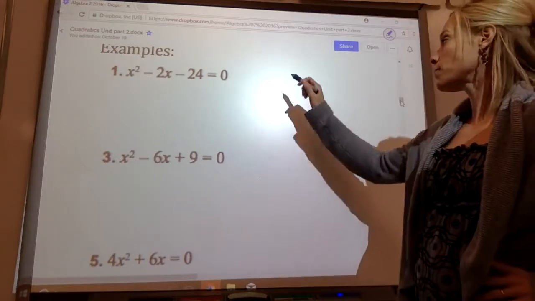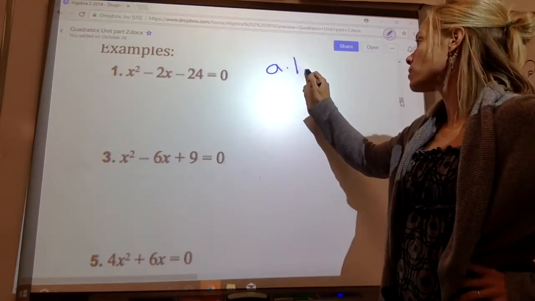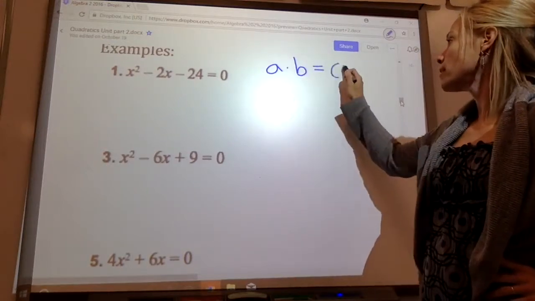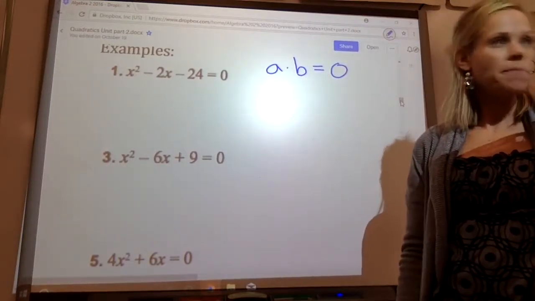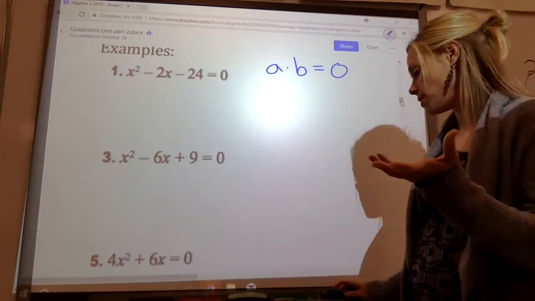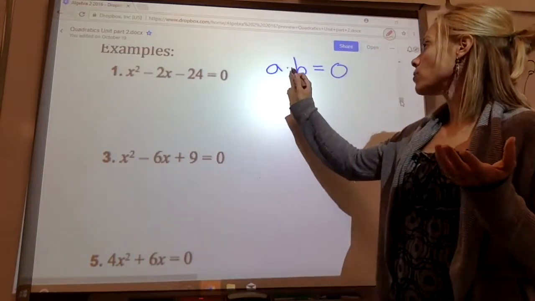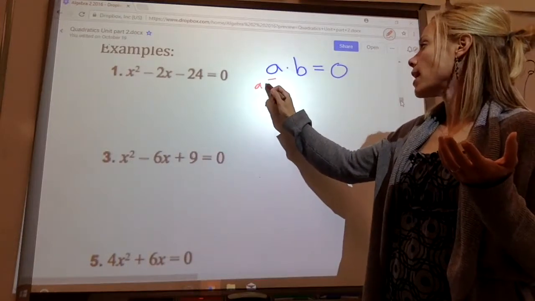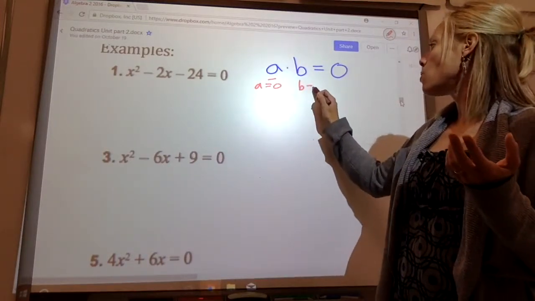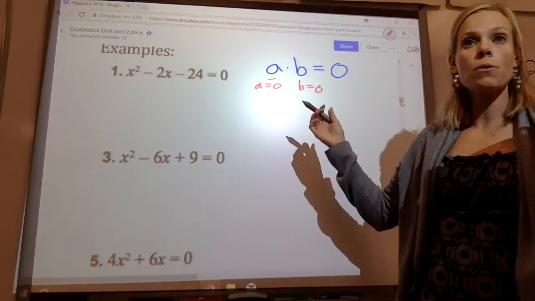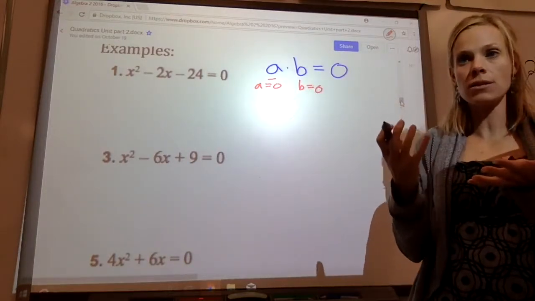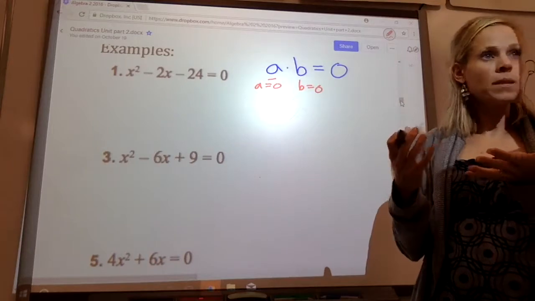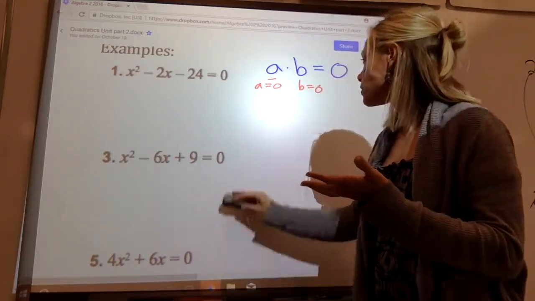The zero product property says if I have two things multiplying and it equals 0, what do I know about A and B? One of them has to be 0, right? So in order for this to equal 0, either A has to be 0 or B has to be 0 or both. If I'm multiplying and it equals 0, one has to be 0, okay? So that's when we use factoring.